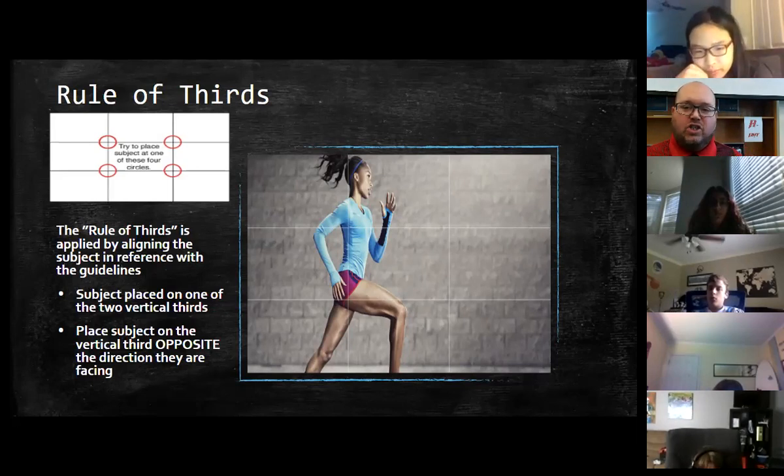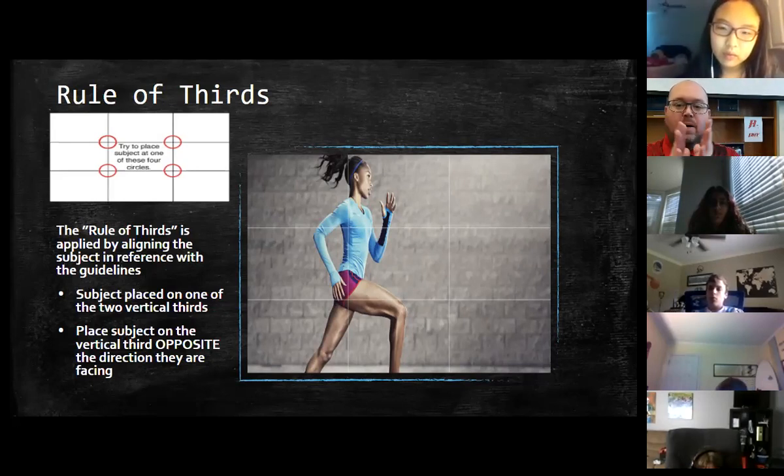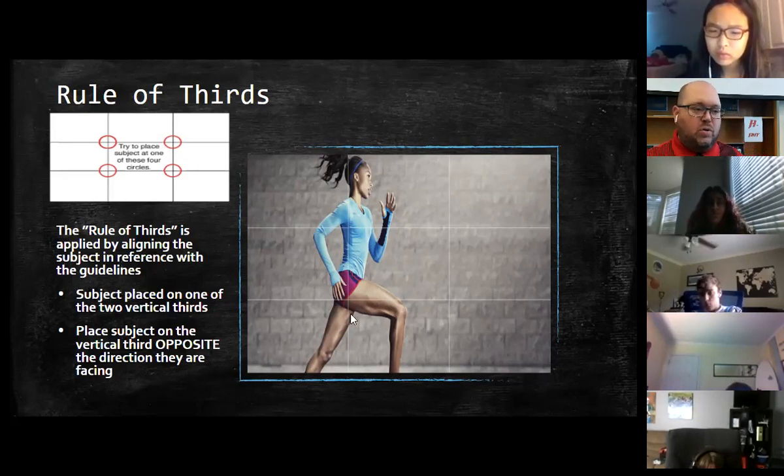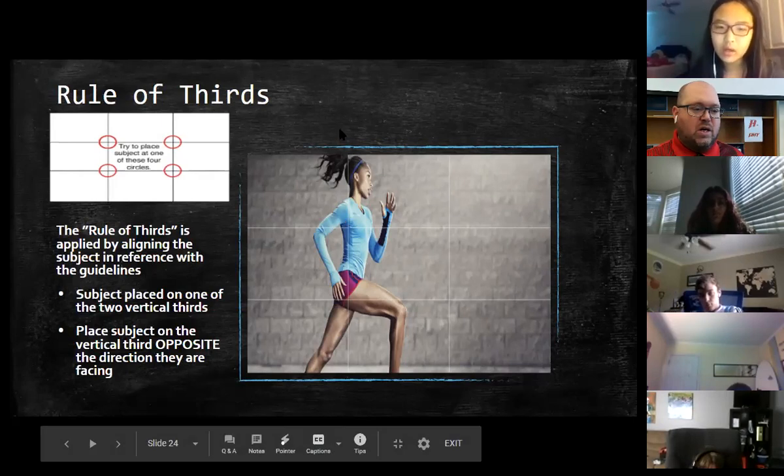As far as shot composition rules and making your shot look as good as it possibly can, that is against the number one rule, the rule of thirds. Instead of putting our subject right in the middle, we want to put them onto one of the two, just like you see here, one of the two vertical thirds.